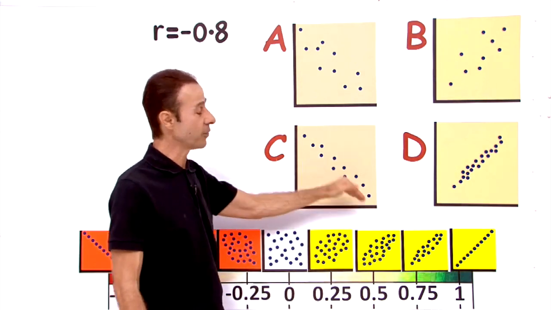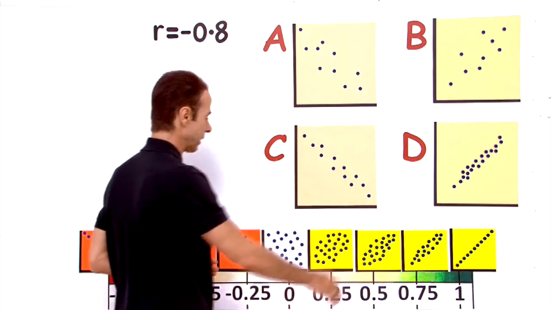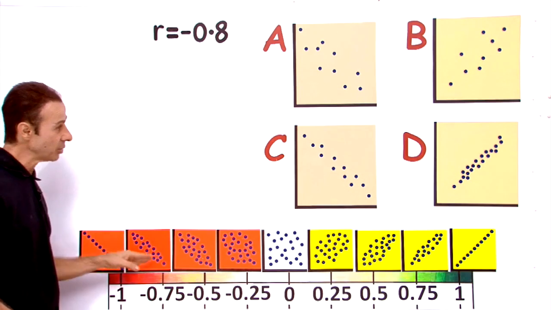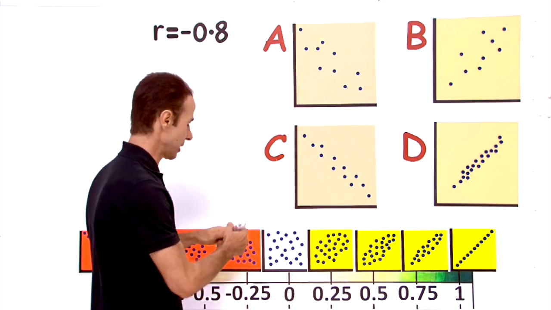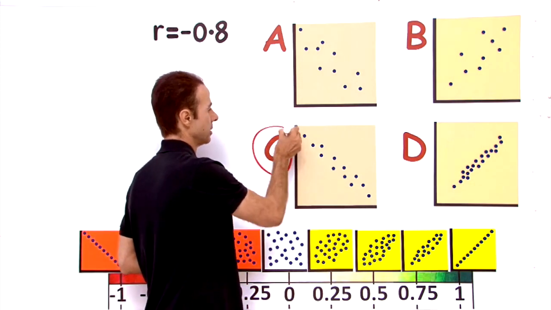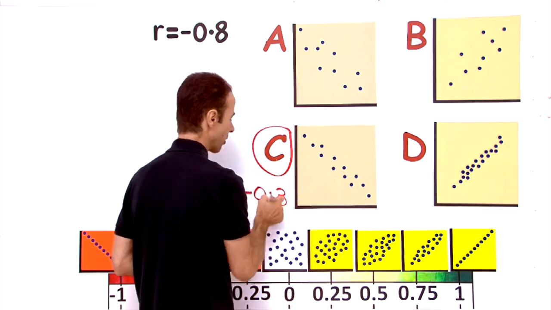Now here we've got a negative correlation, just like that, and they're pretty close together, so it looks pretty linear. It looks pretty close to that. We're using this as a guide, it's not exact. So we're looking at that, so it looks like this one will be negative 0.8. So the correct one is C. C right here, that's negative 0.8 correlation coefficient.